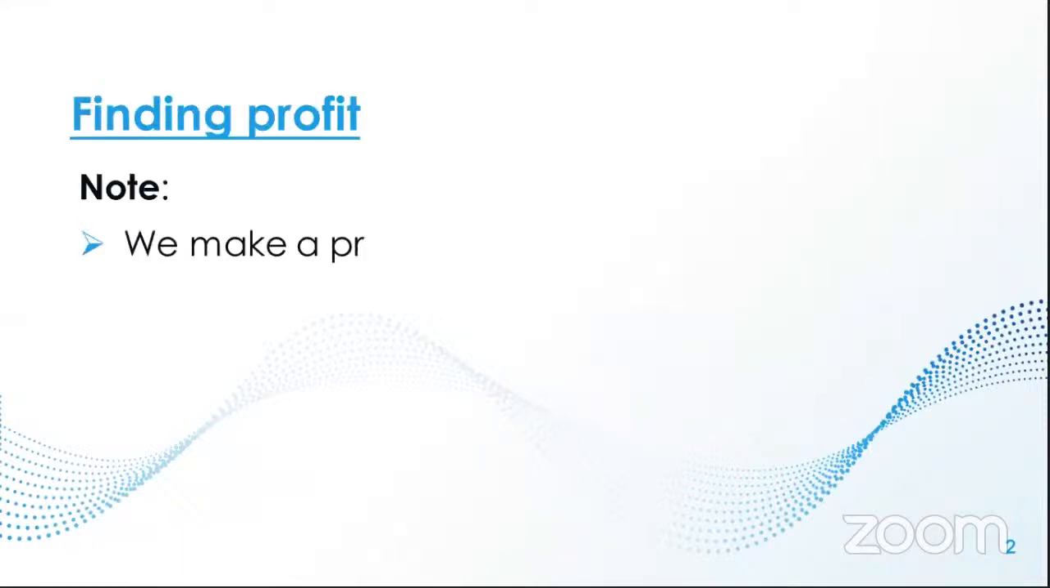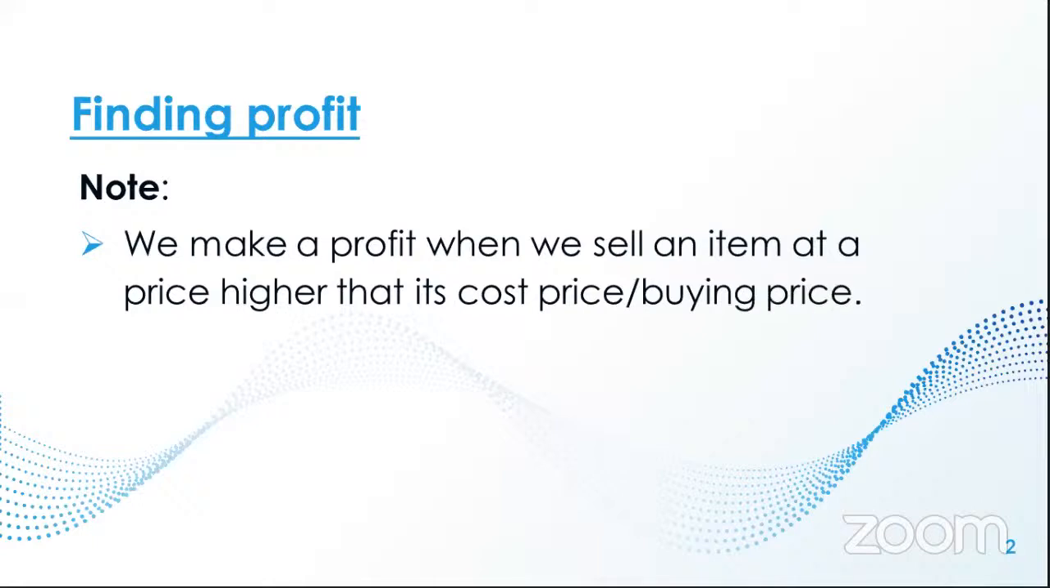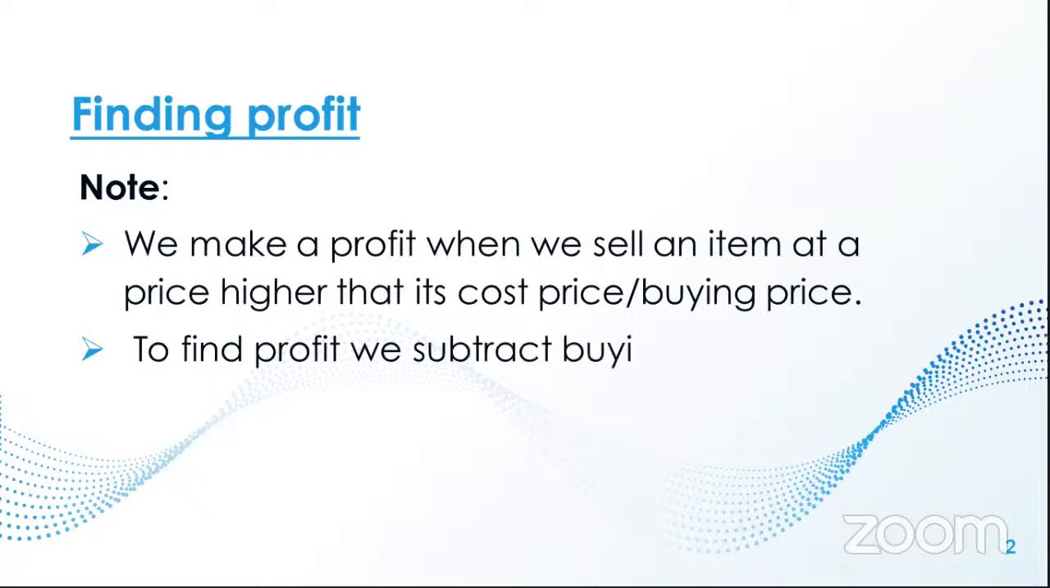Okay, we are saying that we make a profit when we sell an item at a price higher than its cost price or buying price. So when you sell an item, for example, Benkerson bought a ruler at 800. Then he sold it at a price higher than 800. So meaning Benkerson has made a profit from what I was explaining. Now, here, how do we get the profit? If you sell something at a higher price, how do we get it?